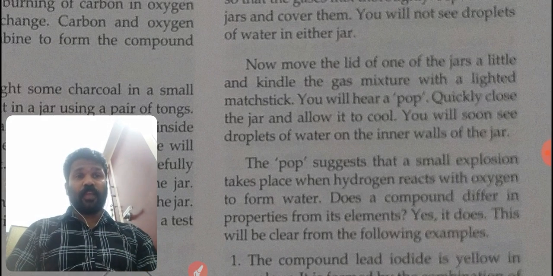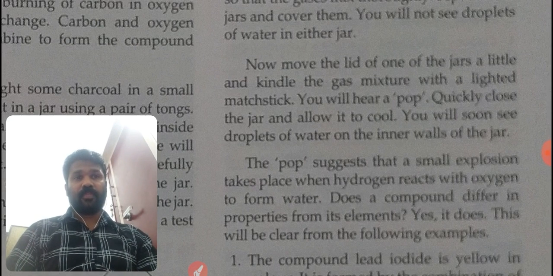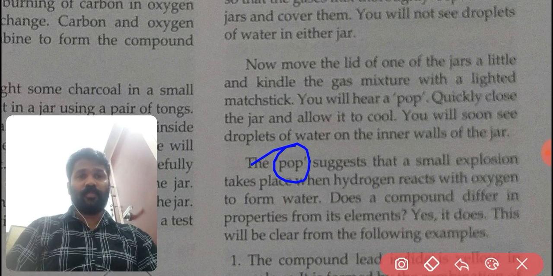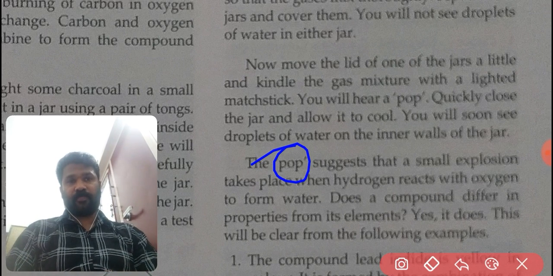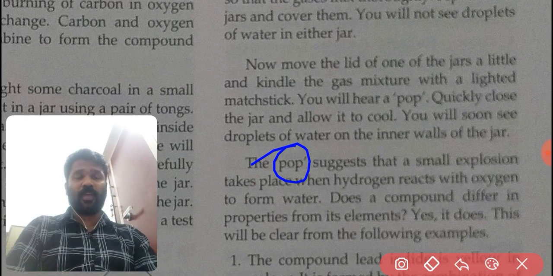You will see droplets of water on the inner walls of the jar. You can see the water droplets in the jar, and you heard the pop sound. What is the reason? The pop suggests that a small explosion takes place when hydrogen reacts with oxygen to form water.